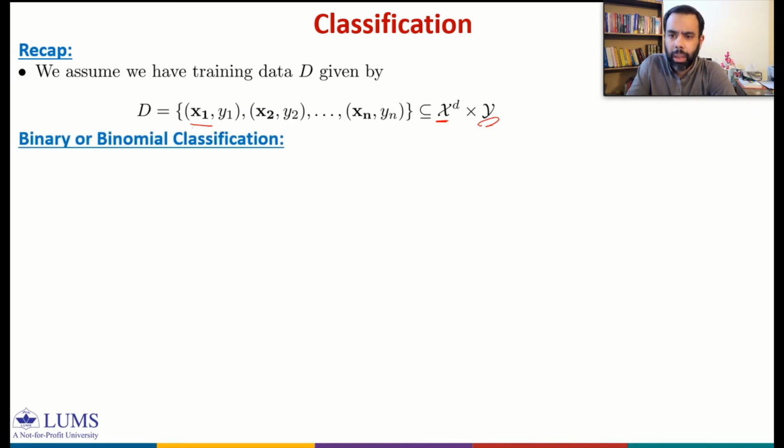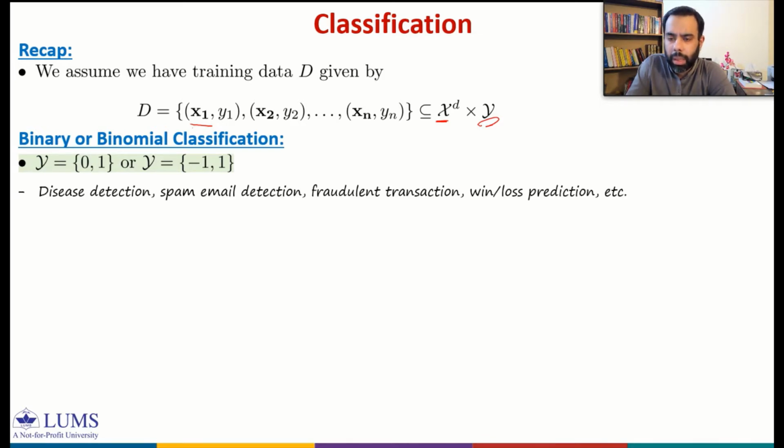For binary classification, Y can only take two values. Y can be 0 or 1, or it can be -1 or 1. Applications of binary classification include disease detection, spam email classification, fraudulent transaction detection, or win-loss prediction, and so on and so forth.